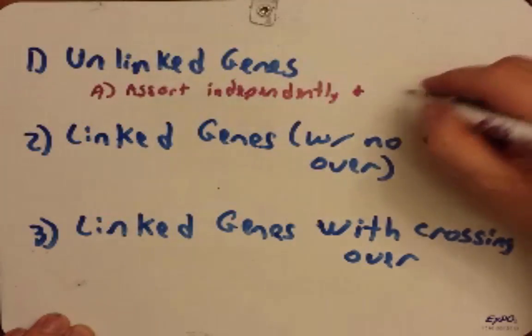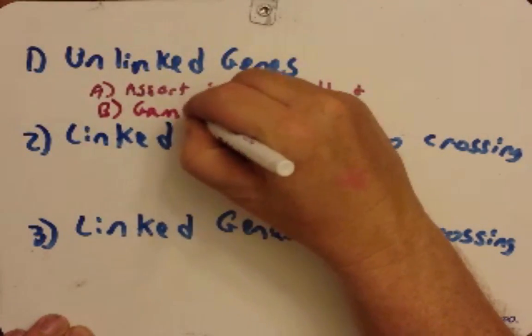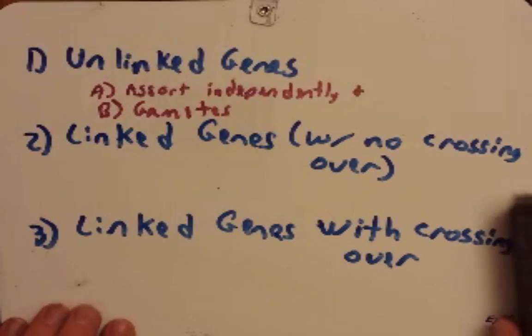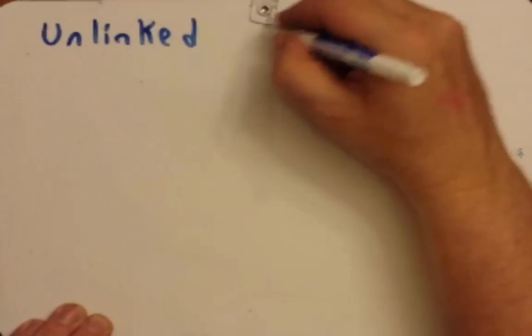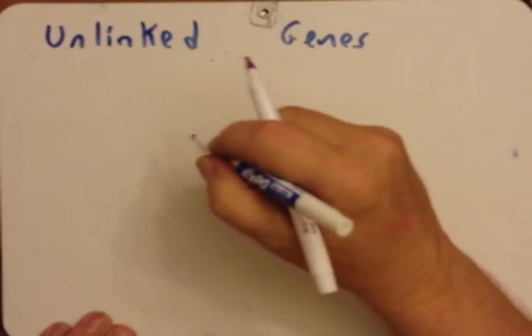And we also want to know what the chromosomes look like in their gametes. So let's go over unlinked genes first. Unlinked genes. So remember, these are on separate chromosomes.